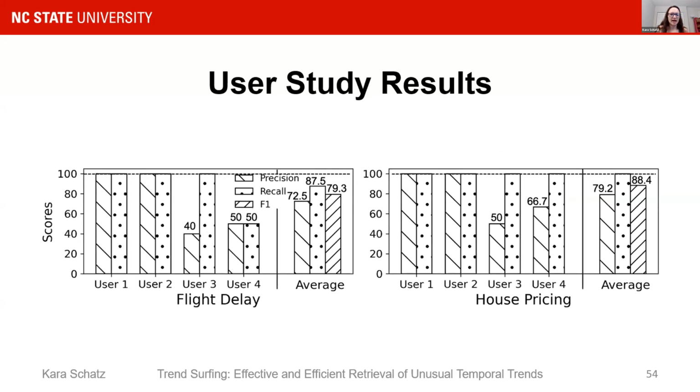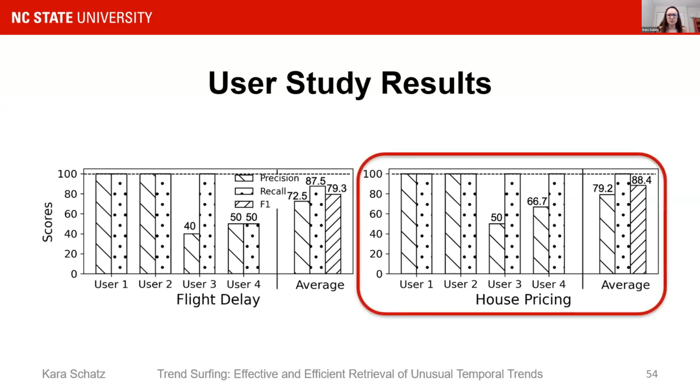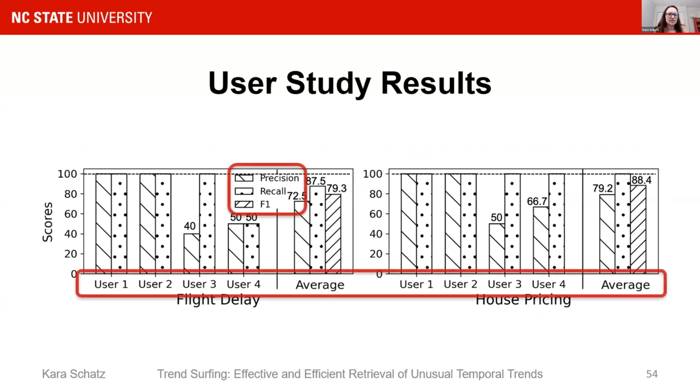For the results here, we asked 4 users to work with the flight delay dataset and 4 to work with the house pricing dataset. The precision, recall, and F1 score are shown for each user, and then the precision, recall, and F1 score averaged are shown for each dataset. The results here demonstrate the validity of our hypothesis.